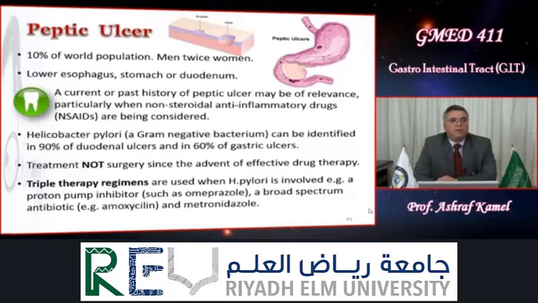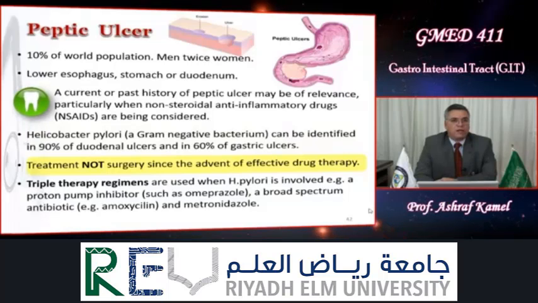Peptic ulcer. Peptic ulcer affects 10% of the world population, and the incidence in men is twice as in women. It can affect the lower esophagus, stomach, or the duodenum. What matters is a current or a past history of peptic ulcer, particularly when non-steroidal anti-inflammatory drugs are being considered. Helicobacter pylori organism, which is a gram-negative bacterium, can be identified in 90% of duodenal ulcers and in 60% of gastric ulcers. Treatment of peptic ulcer is not surgical.